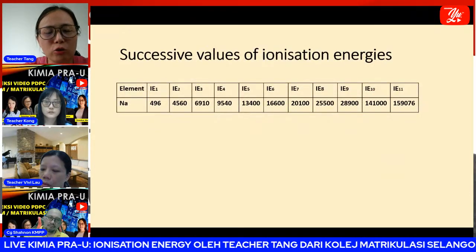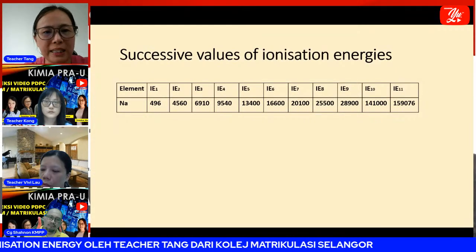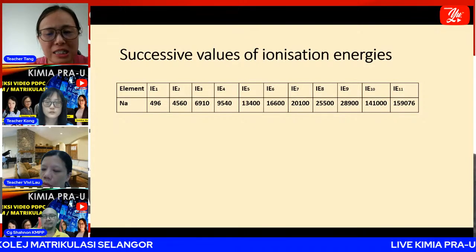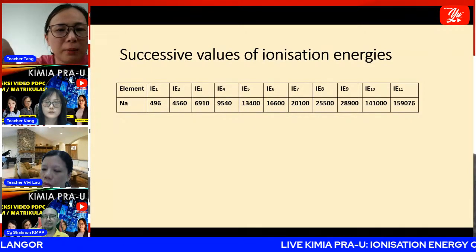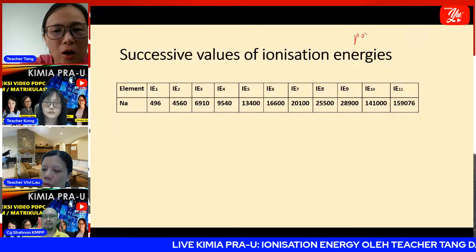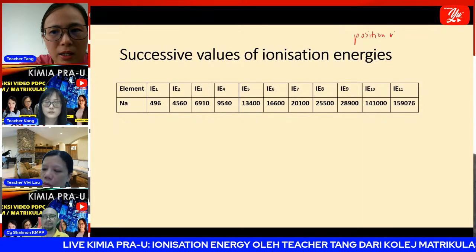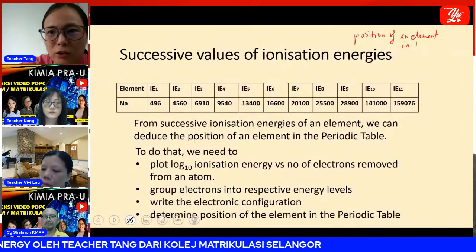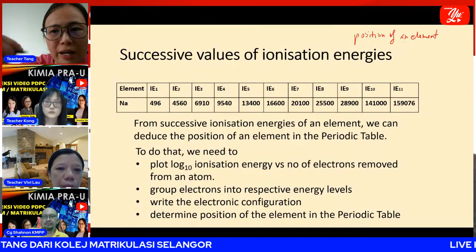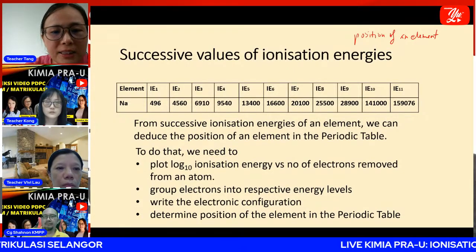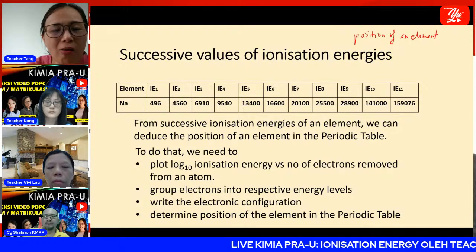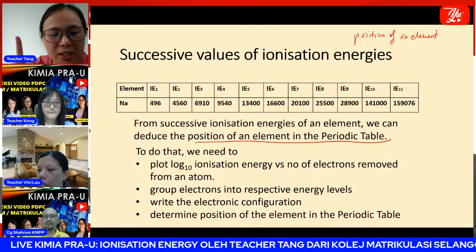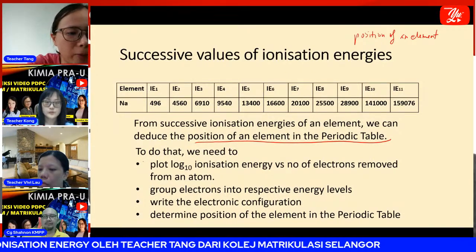Now we move on to look at the uses of successive ionization energy data. Basically, from the successive ionization energy data, we can determine the position of an element in the periodic table. How can we determine the position of an element in the periodic table? The first method is that we can plot a graph.